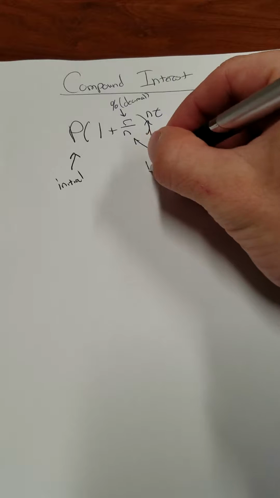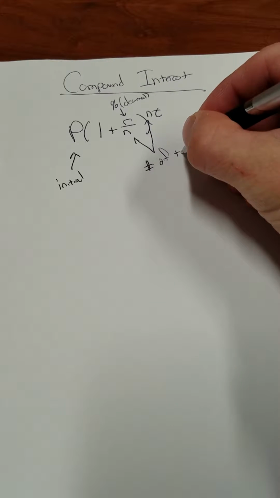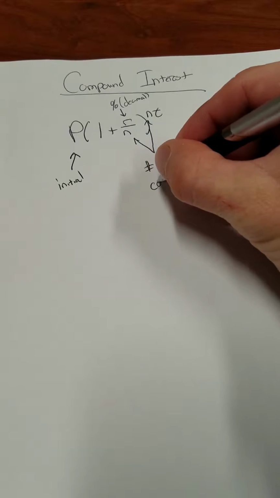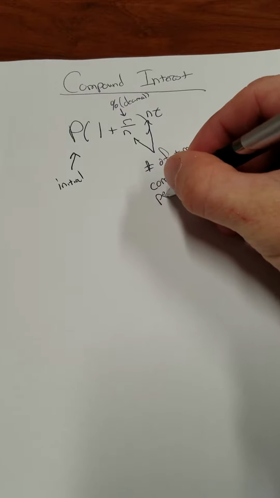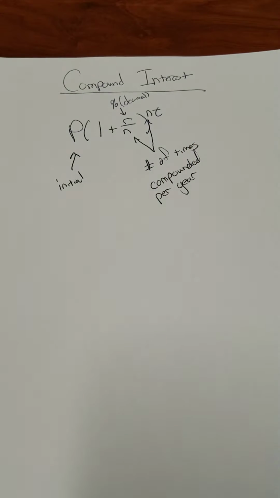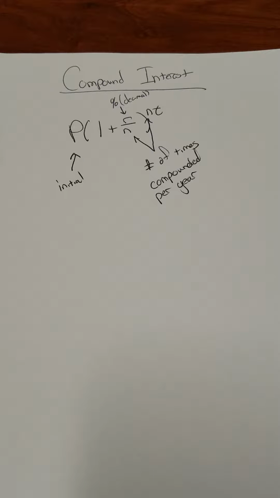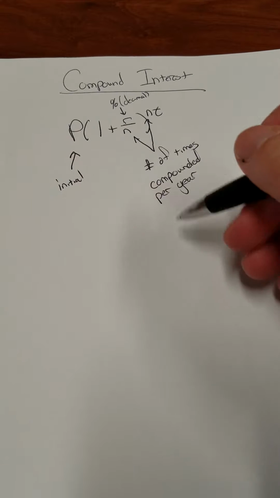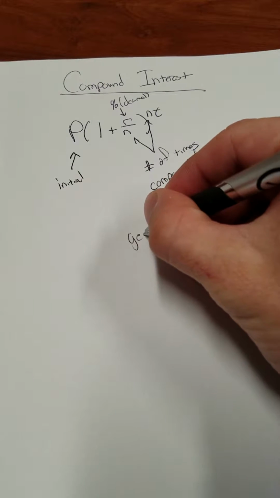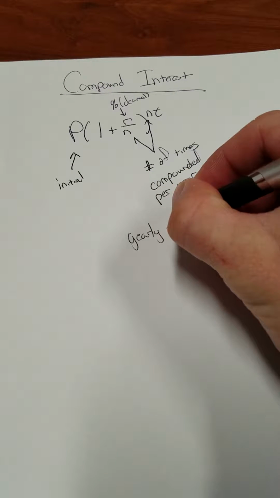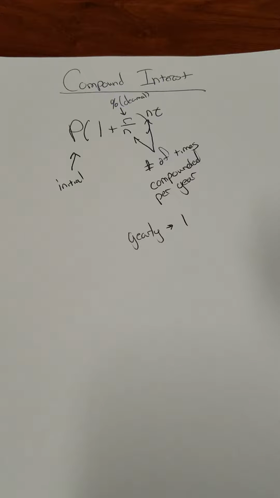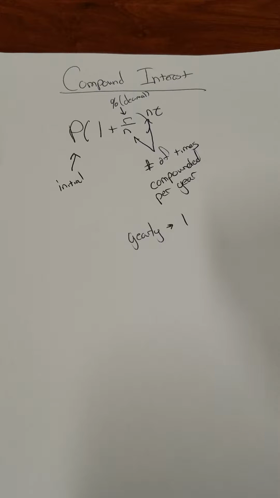Now n, this is the one that kind of tricks everybody, and it's in two different places. It is the number of times compounded per year. So here's what I mean by that. Compound interest means you're earning interest on your interest. So if it's compounded yearly, well, how many years are in a year? 1. So if it's compounded yearly, that means it's only compounded one time.